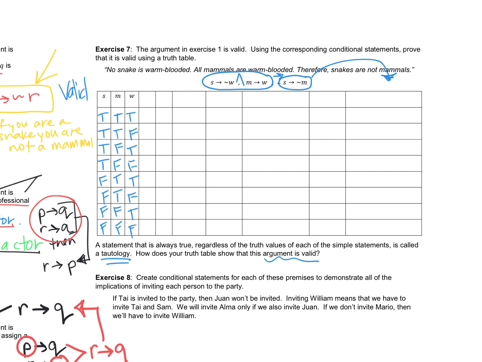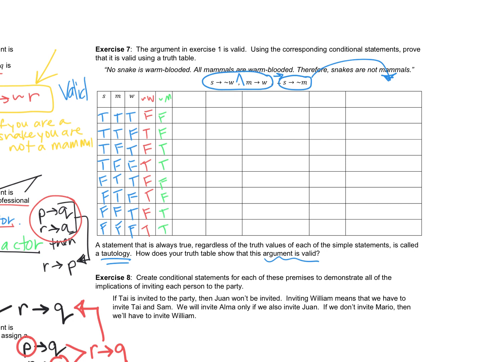Okay, and so what do we need to know? We need some negation. So we're going to get a not W. Not W just changes these, so it's going to alternate. And then we need a negation of M. So that's going to be false, false, and then true, true, following that pattern.